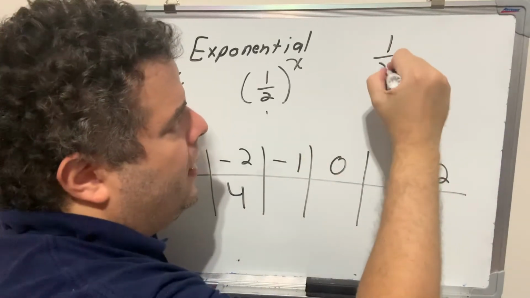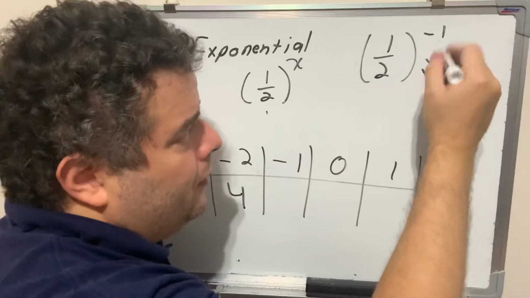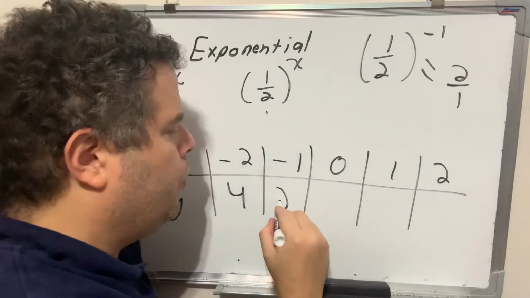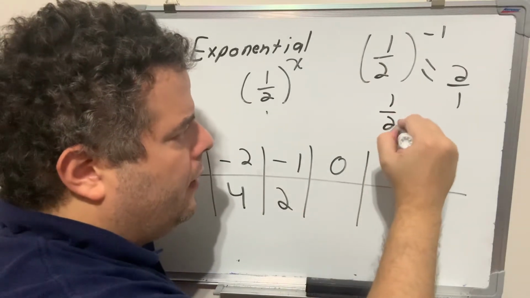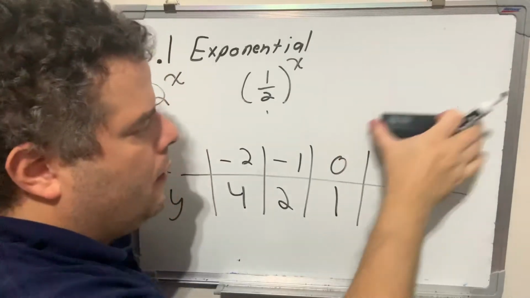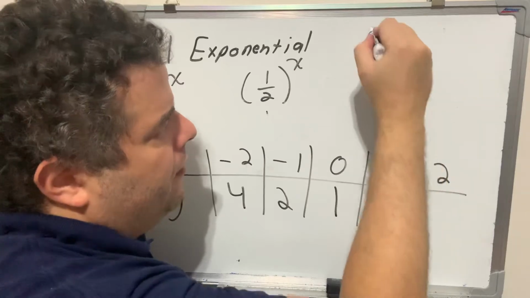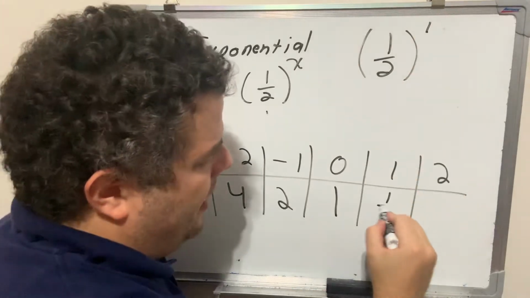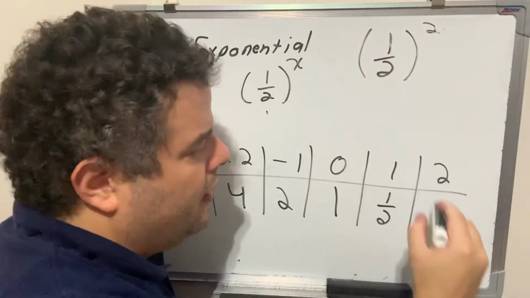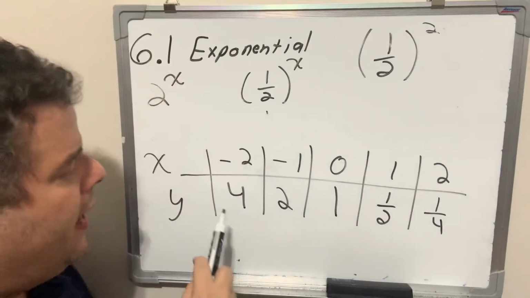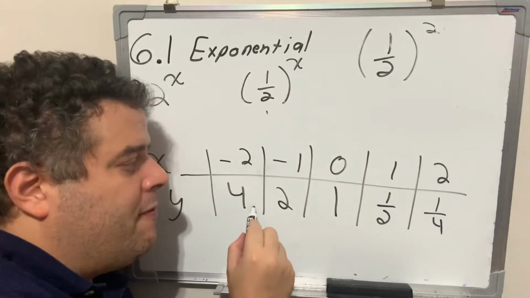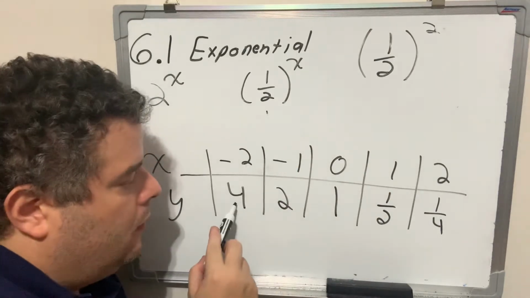Now, 1.5 to the -1, again, you just flip the fraction inside the parentheses, 2 over 1, which is 2. Any number elevated to the power 0 is 1. When you have 1/2 elevated to the first power, I have 1/2. And when you elevate it to the second power, you distribute the exponent and you end up with 1/4. As you can see, my number is getting smaller and smaller by a factor of 1/2.